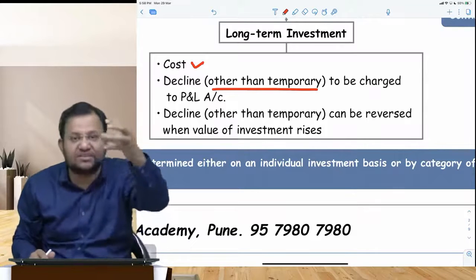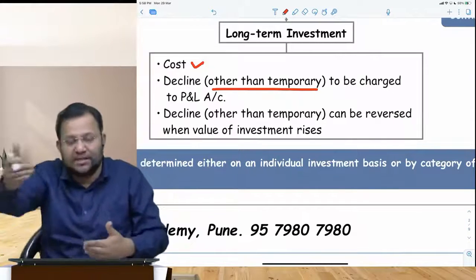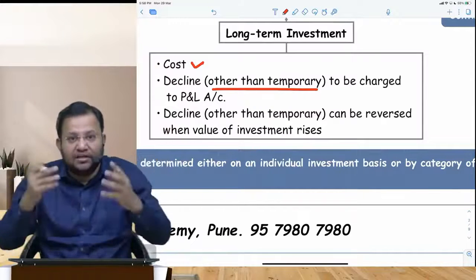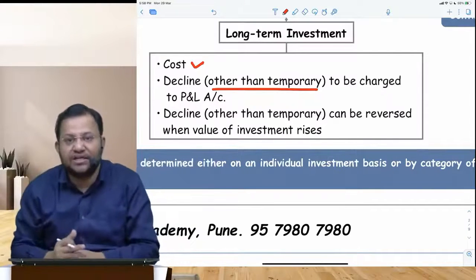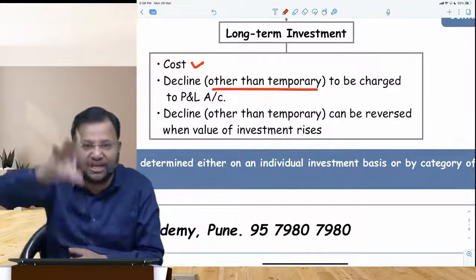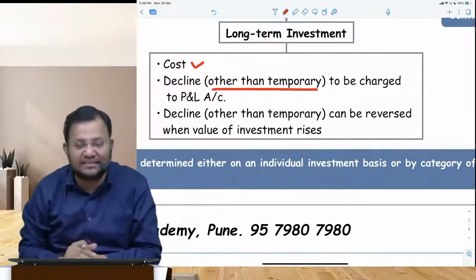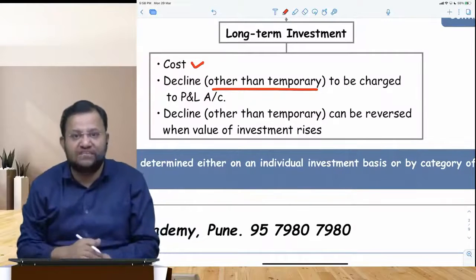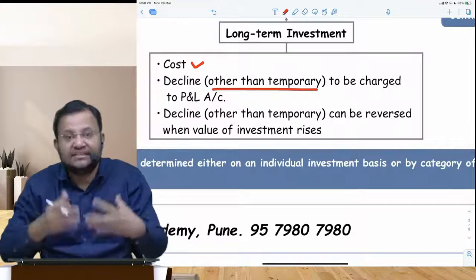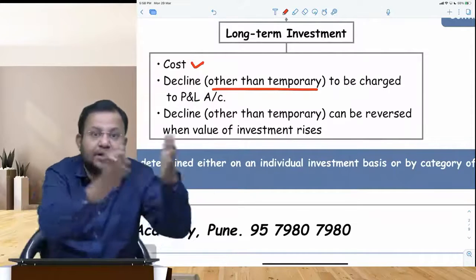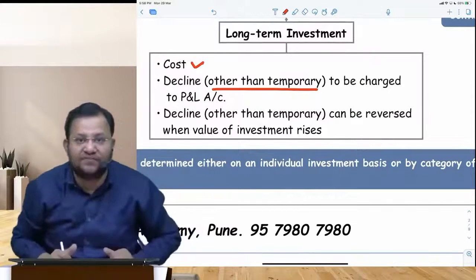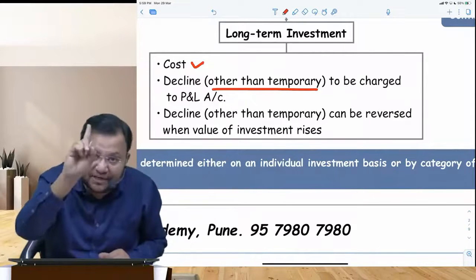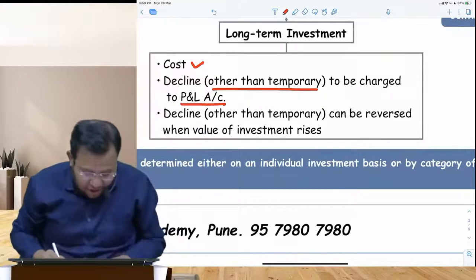There are indicators of permanent decline, like the investee company is suffering cash losses, its capital has been eroded, the investee company is facing going concern issues, its market share for the goods that it sells has declined substantially, or it is not able to obtain additional finance for doing business. These are some of the indicators of permanent decline in the value of the investee company. So if there is a decline other than temporary, it should be charged to the profit and loss account.